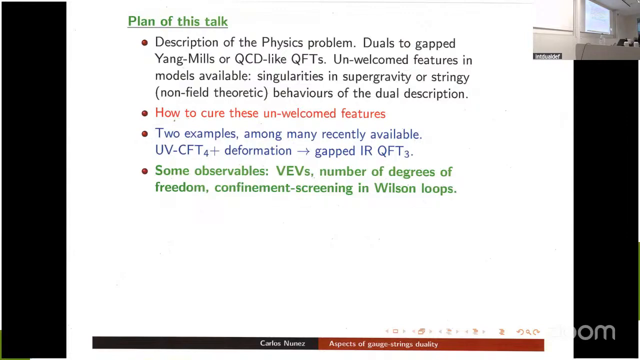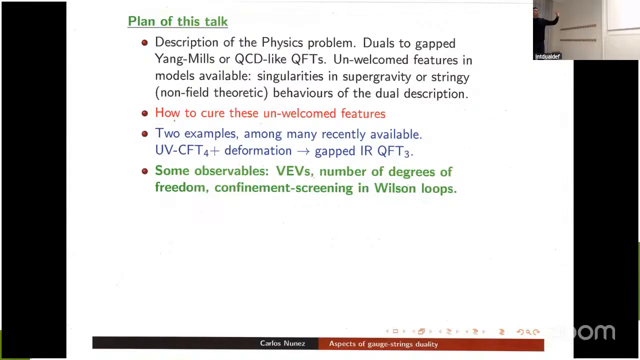People have done things about this in the past, and I will tell you what are the unwelcome features in the models that are available. These unwelcome features are going to be mostly singularities in supergravity or in the stringy description, so things that invalidate your description, or some behaviors that are non-field theoretical. They are stringy behaviors in the dual description. Then I will discuss how to cure these unwelcome features.